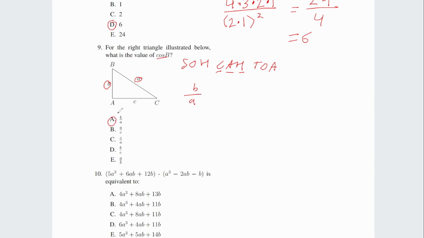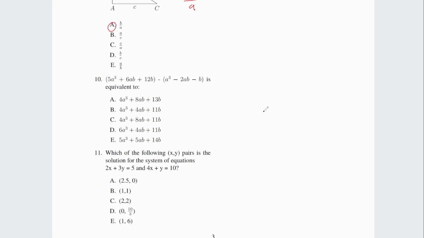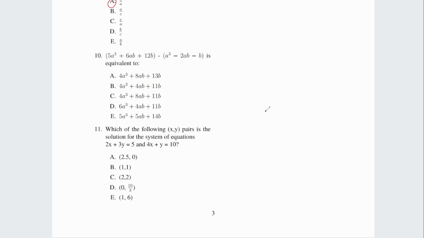So if you know it, a very fast problem, definitely not one to skip on your first pass through. This one seems a little bit longer, but it's actually not so bad. 5a cubed plus 6ab plus 12b minus a cubed minus 2ab minus b is equivalent to.